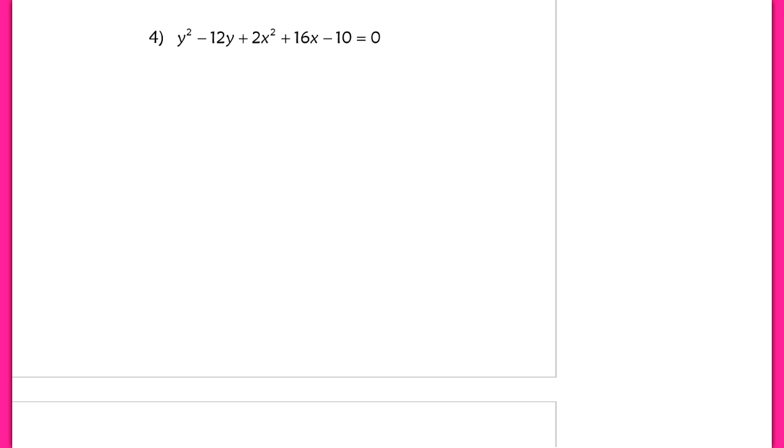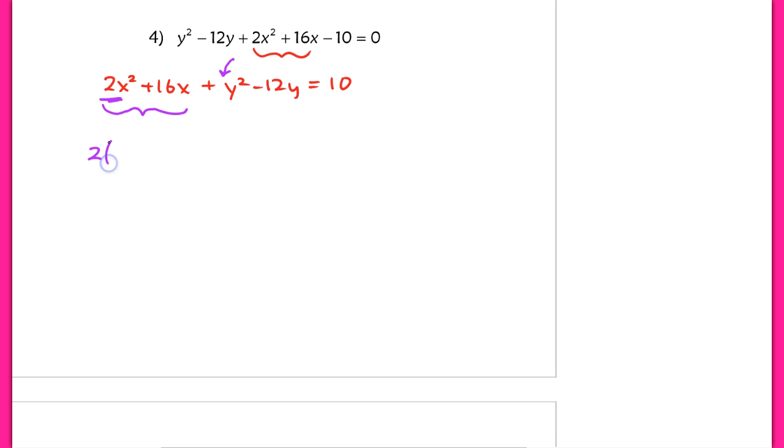Okay, let's see if we can go a little bit faster here in number 4. So right away, I want to rearrange this so that I have the x squared and the x term coming out here first. So I have 2x squared plus 16x, and then plus y squared minus 12y. Then I'm going to add that 10 over to the other side. Now I didn't leave myself space yet because I know that I still have to factor out the coefficient in front of the x squared term here. Now the coefficient in front of the y squared term is already 1, so you don't have to factor anything out. So I'm going to factor out a 2 from these two terms here.